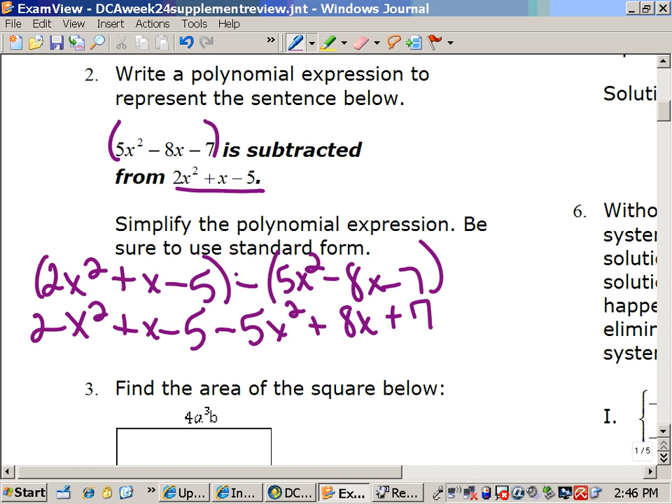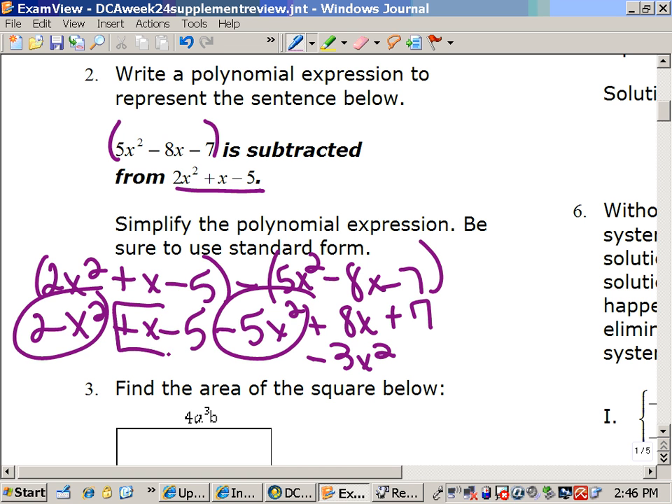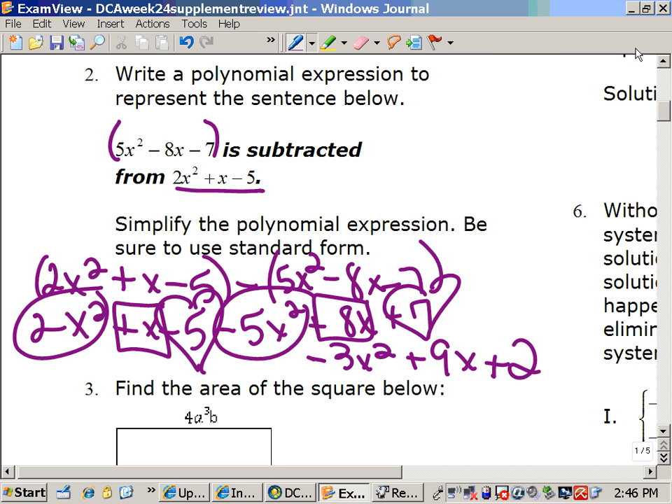Now combine like terms. So I have a 2x squared and a negative 5x squared. That gives me negative 3x squared. I have a 1x and 8x, which is 9x. And then I have a negative 5 and a positive 7, which gives me plus 2.